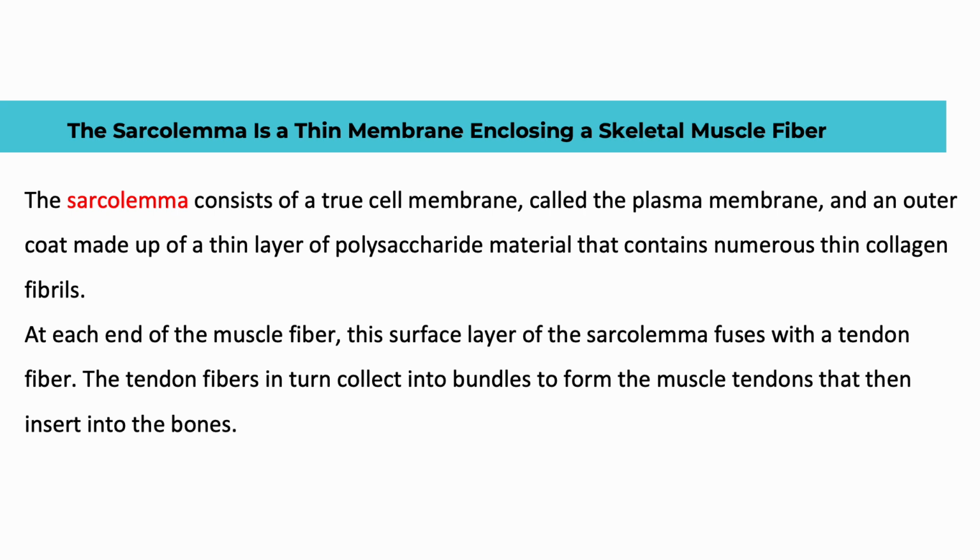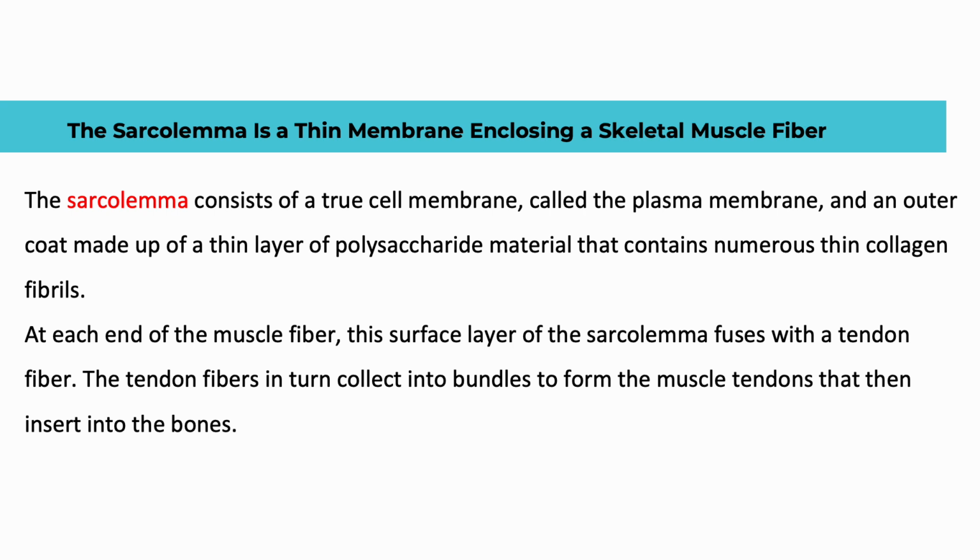At the end of each muscle fiber, the surface layer of the sarcolemma fuses with the tendon fiber. Tendon fibers are tough, flexible connective tissue that attach muscles to bones, allowing for movement and stability. These tendon fibers then collect into bundles to form the muscle tendons that insert into the bones.